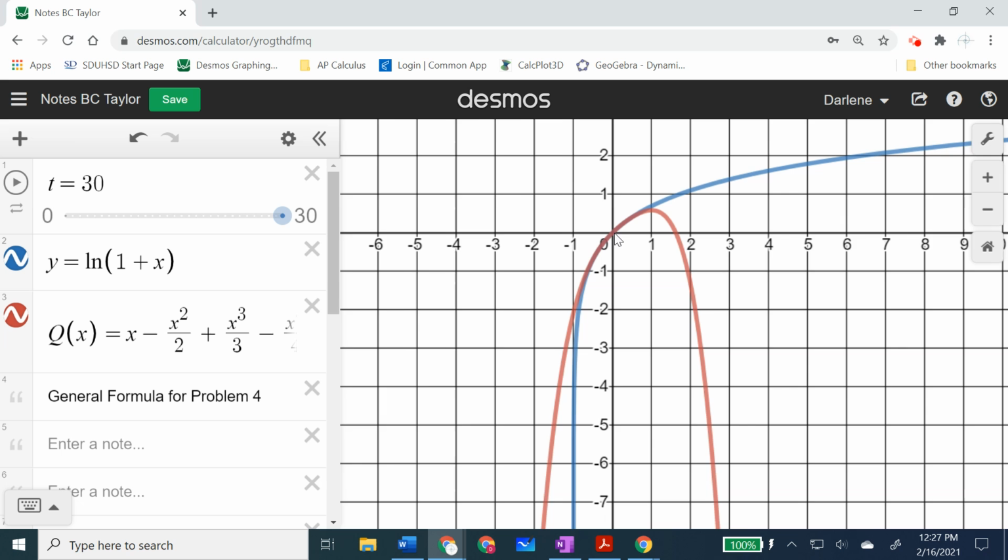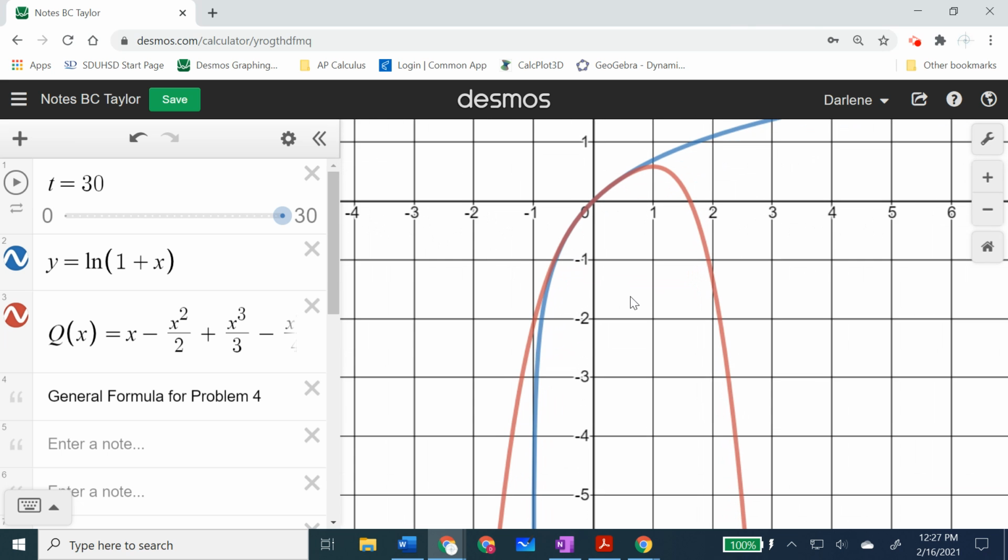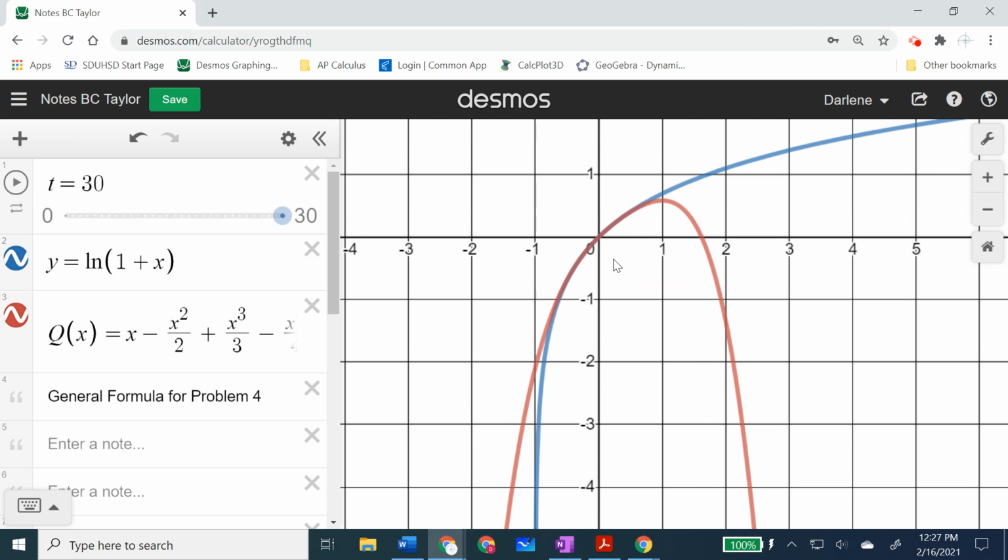Remember that the center was 0. And you know that the natural log function has a vertical asymptote at the x that makes the interior 0. That x is -1. Now, this is only the first 4 non-zero terms. So it's not going to have as good of accuracy as a 30-degree polynomial. But you can see that it definitely is not going to work past this asymptote because nothing exists over there.